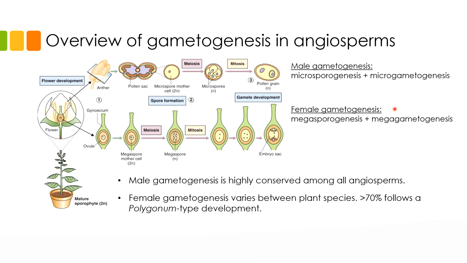The product of male gametogenesis is a pollen grain composed of the vegetative cell and the generative cell. The division of the generative cell will give rise to two sperm cells, which are the male gametes. On the other hand, female gametogenesis produces an embryo sac contained within an ovule in an ovary. The embryo sac contains 7 cells, namely 1 egg cell, 2 synergids, 3 antipodals, and 1 central cell.